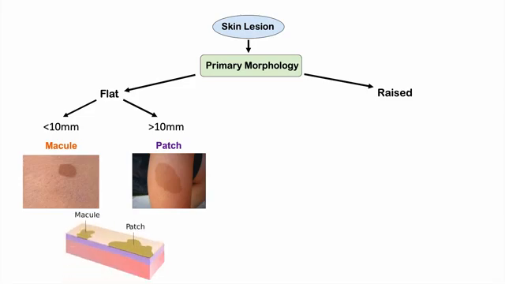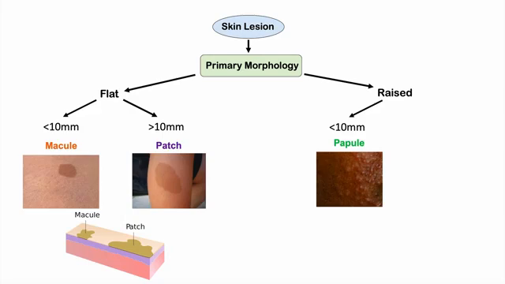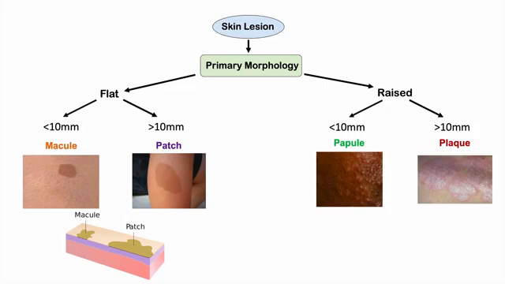And now moving on, we'll look at the raised category. So again, we break it down. Is it less than 10 millimeters or greater than 10 millimeters? If it's less than 10 millimeters, it is considered a papule. So if it's raised and less than 10 millimeters, it is a papule. If it's raised and greater than 10 millimeters, we call that a plaque. So that's the difference in the terminology. Again, we look at the primary morphology, break it down into flat and raised, and then less than 10 millimeters and greater than 10 millimeters.